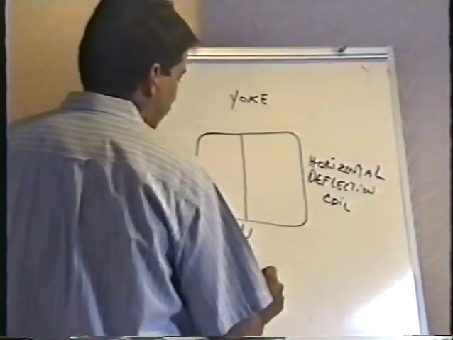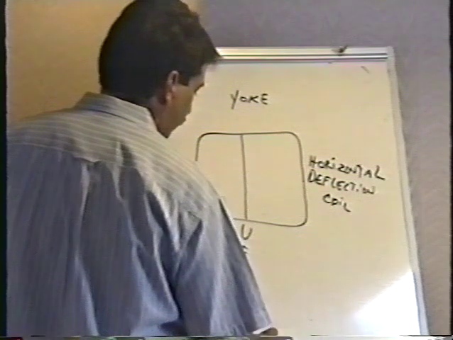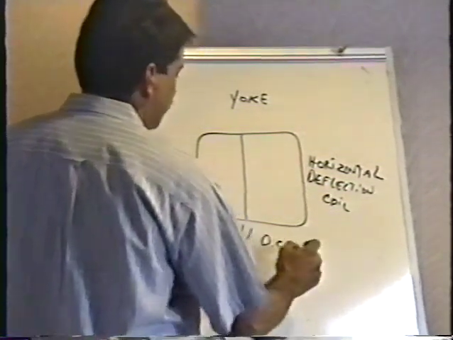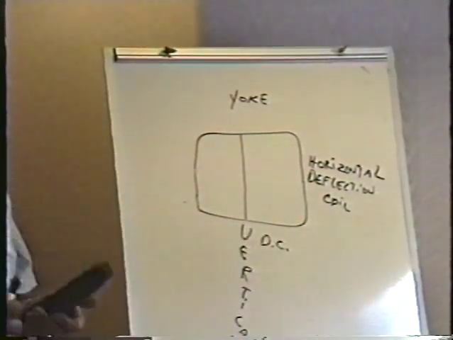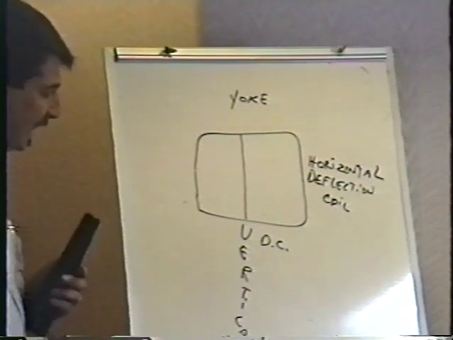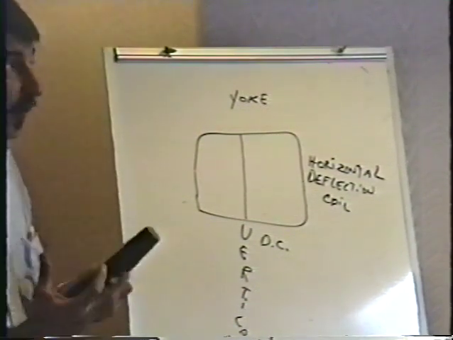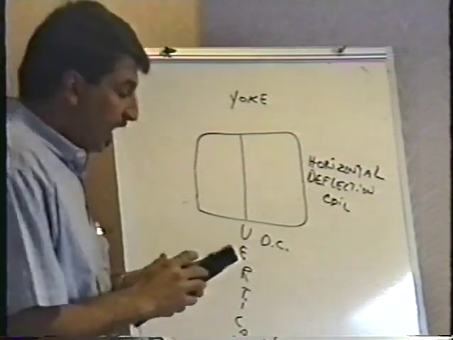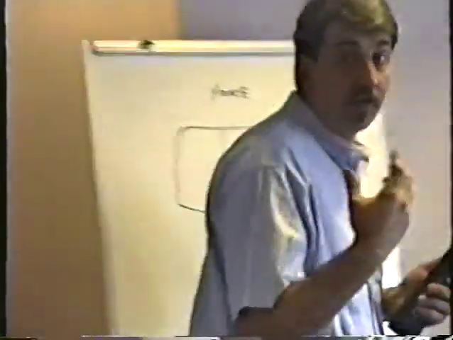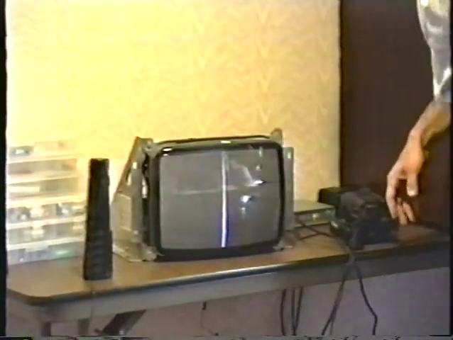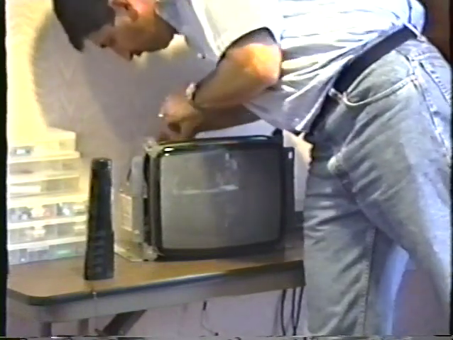It is the vertical deflection coil. Together, these things make up the yoke. The horizontal deflection coil and the vertical deflection coil together as a unit make up the yoke. Now all I've done here, of course, is disconnect one or the other of the yoke coils. Let me go ahead and put these back in.